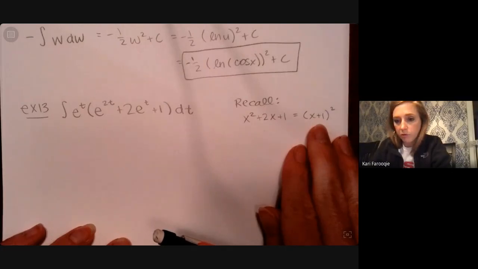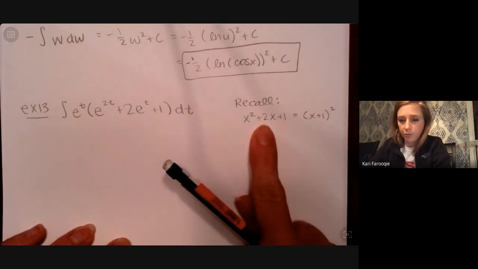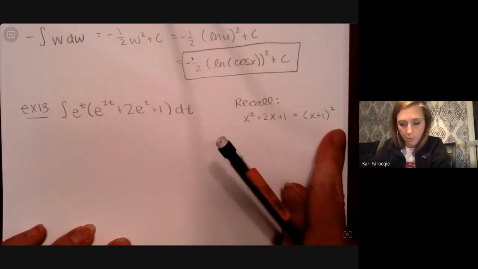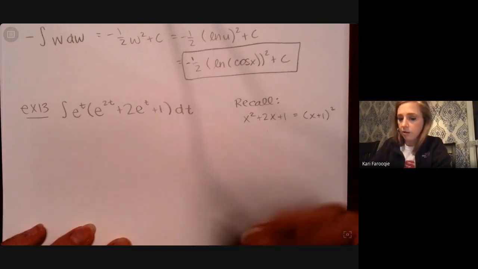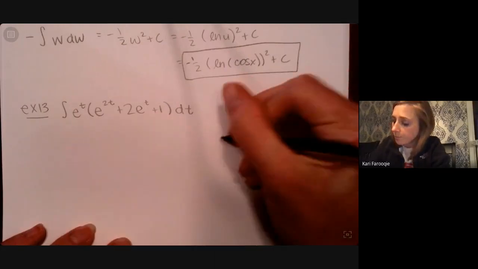And if you don't remember the formula for a perfect square trinomial, that's fine. You just are looking for the two numbers that multiply to give you 1 and add to give you 2. And those numbers are 1 and 1. So you'd have x plus 1 times x plus 1. That same idea will apply to this expression, except you're just letting x be e to the t.